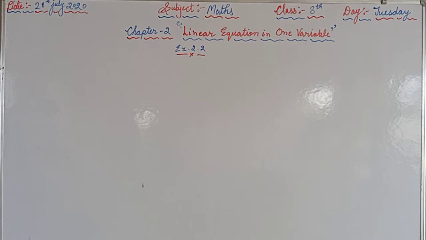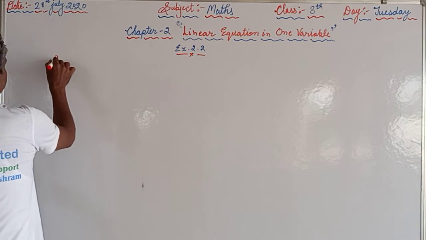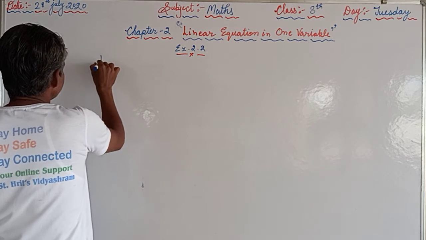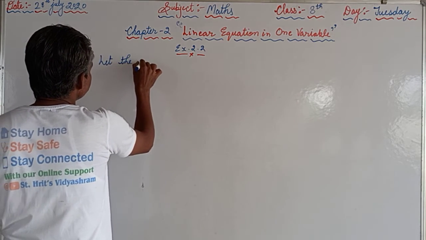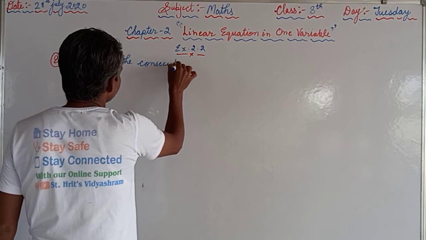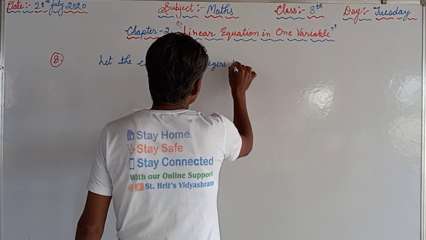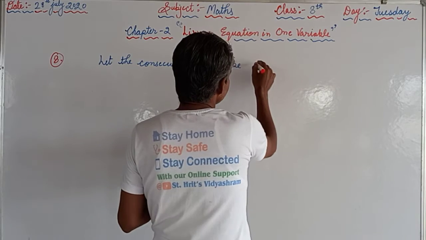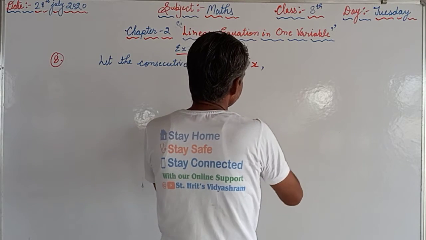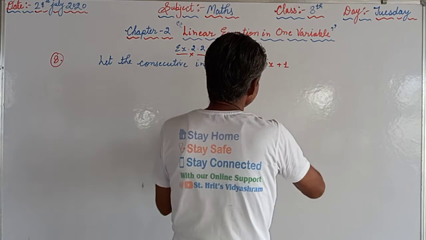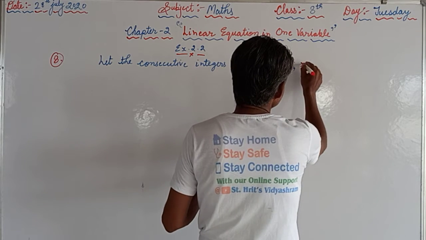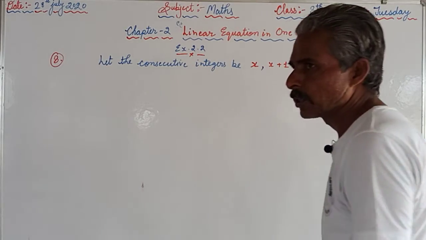Three consecutive integers are there, when they are taken in an increasing order and multiplied by 2, 3 and 4 respectively, they add up to 74. Three consecutive integers are there. Let the consecutive integers be, I told you previously how to assume, x, then x plus 1, then x plus 2. These are the consecutive integers.